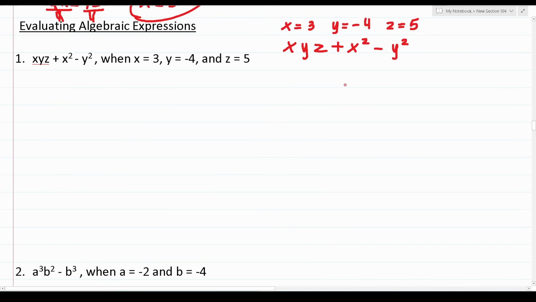And as it happens, I like to use parentheses when I plug things in. So that's going to look like this. Again, we know x is 3, so this is going to become 3. We know y is -4, and we know z is 5 plus, again, we know x is 3, so this is 3 squared minus, and we know y is -4 squared.